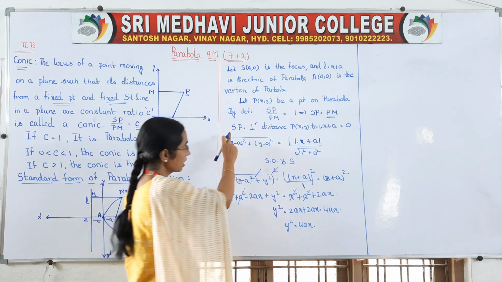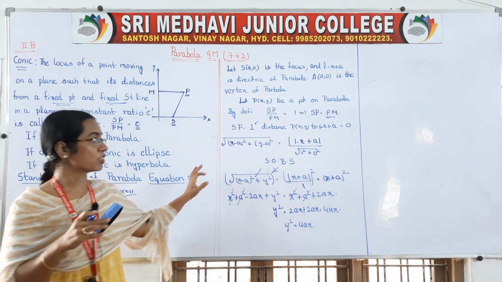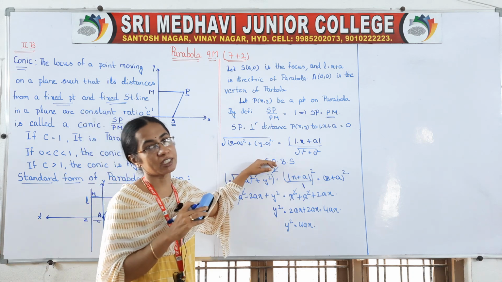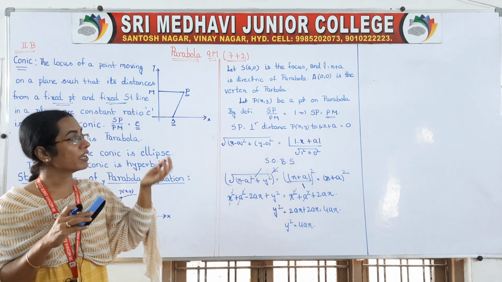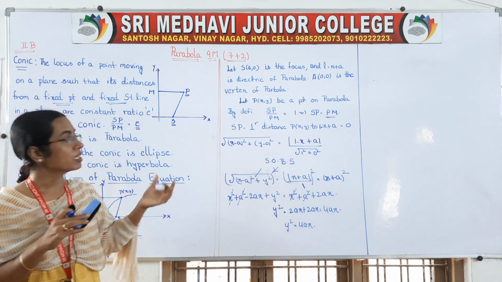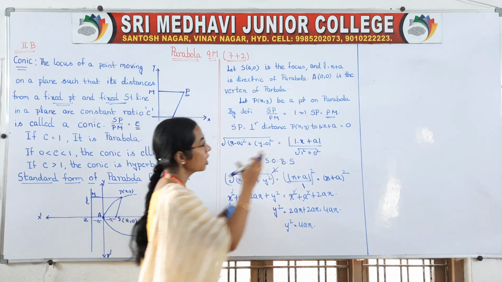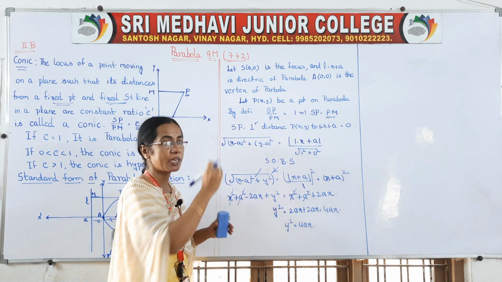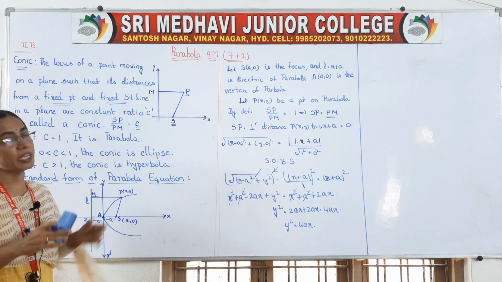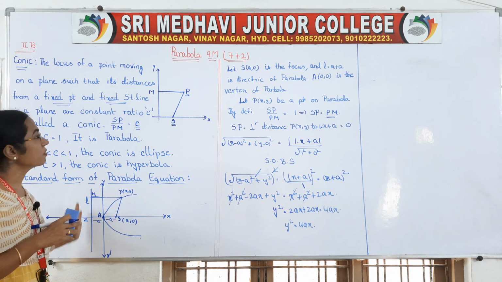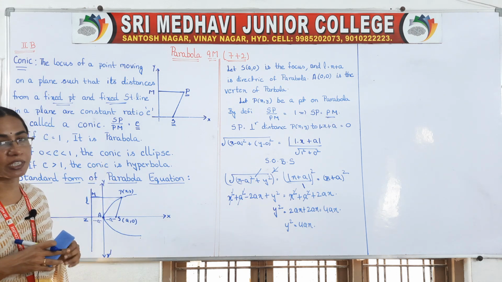Okay, so SP means the distance between 2 points, so we always take the formula root of (x2 minus x1) whole square plus (y2 minus y1) whole square. Here one point P is (x, y), and another point S is (A, 0). So root of (x minus A) whole square plus (y minus 0) whole square is equal to the perpendicular distance from P to the directrix line, right? So what is your P? (x, y). And what is the line? The line is x plus A is equal to 0.